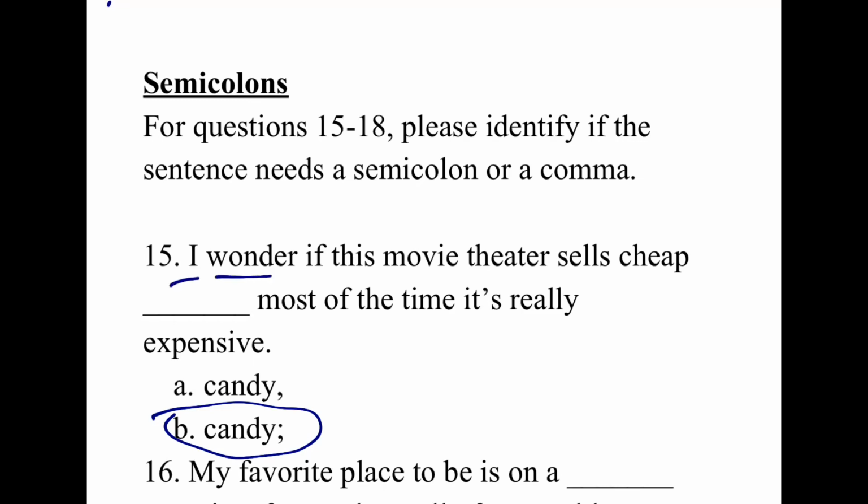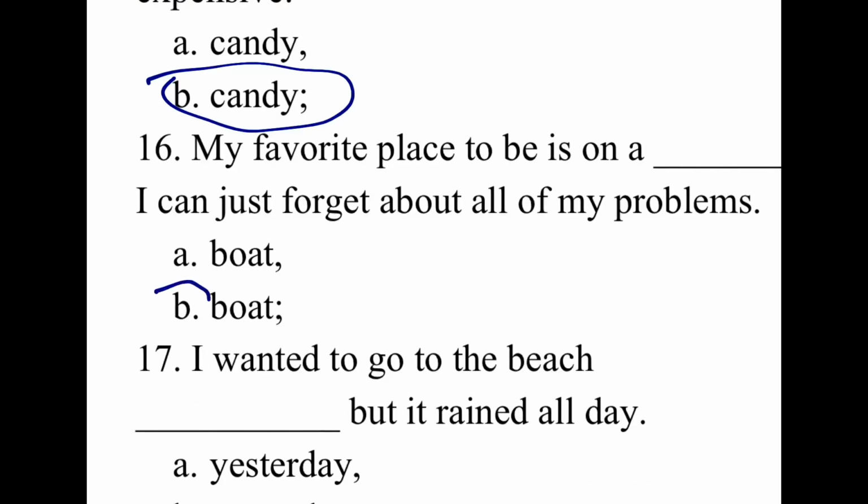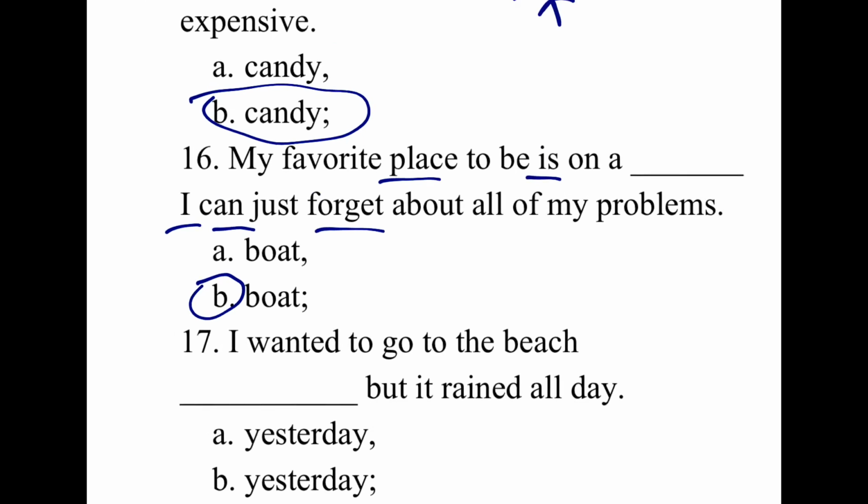We had I wonder and then it is. The verb was hidden inside of the contraction. Because we have 2 independent clauses here joined without a conjunction, the semicolon is the best choice. 16, again, B, the semicolon is correct. We have place to be is, and I can forget. 2 independent clauses joined without a conjunction. The semicolon is the correct choice.